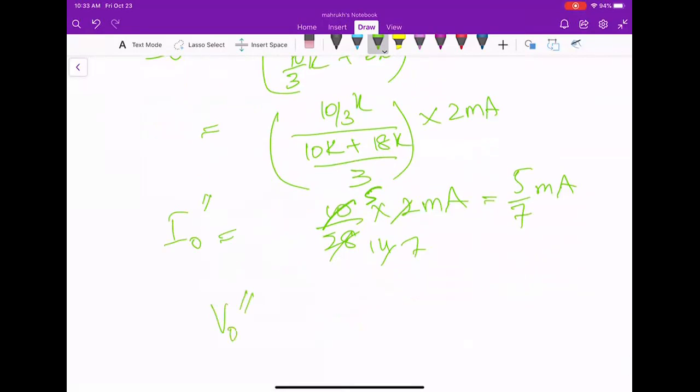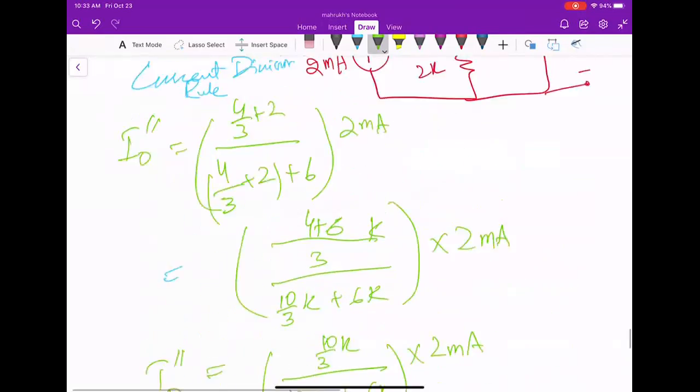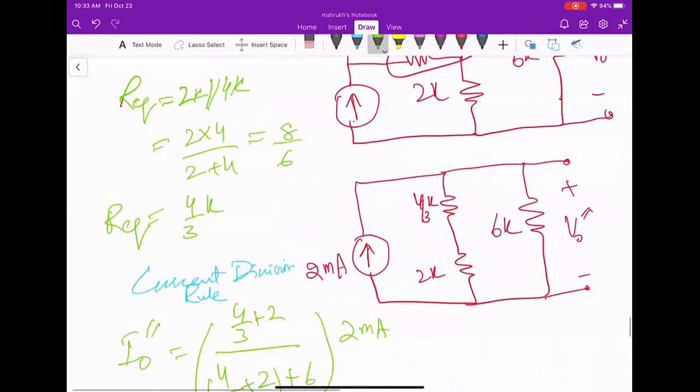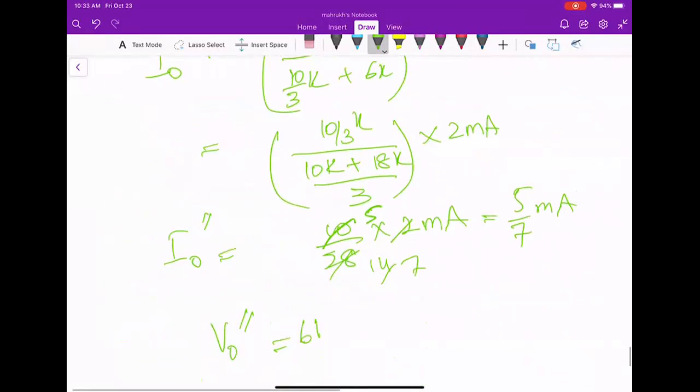So this will make my V naught double dash simpler, and that will become 6K multiplied by I naught double dash, and this will be 30 by 7 volts. So that is my V naught double dash.